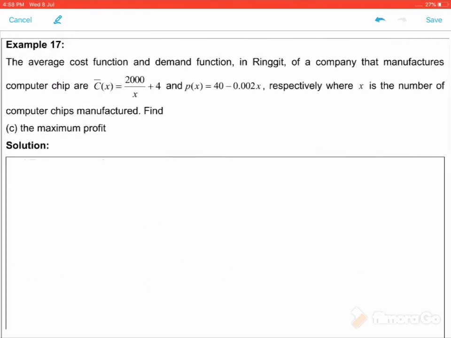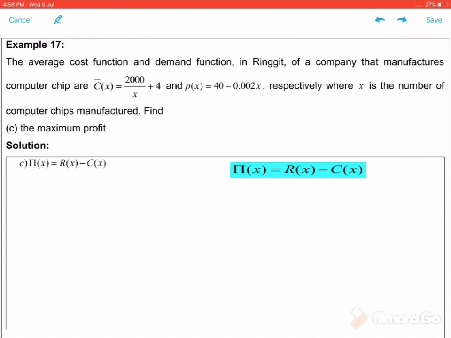17c. Find the maximum profit. To find the maximum profit, first of all, we have to find the profit function. As we know, the profit function π(x) is equal to R(x) minus C(x). This is a formula. So let's look at the solution. We just substitute the R(x), which we got at part b, and our C(x) at part a.